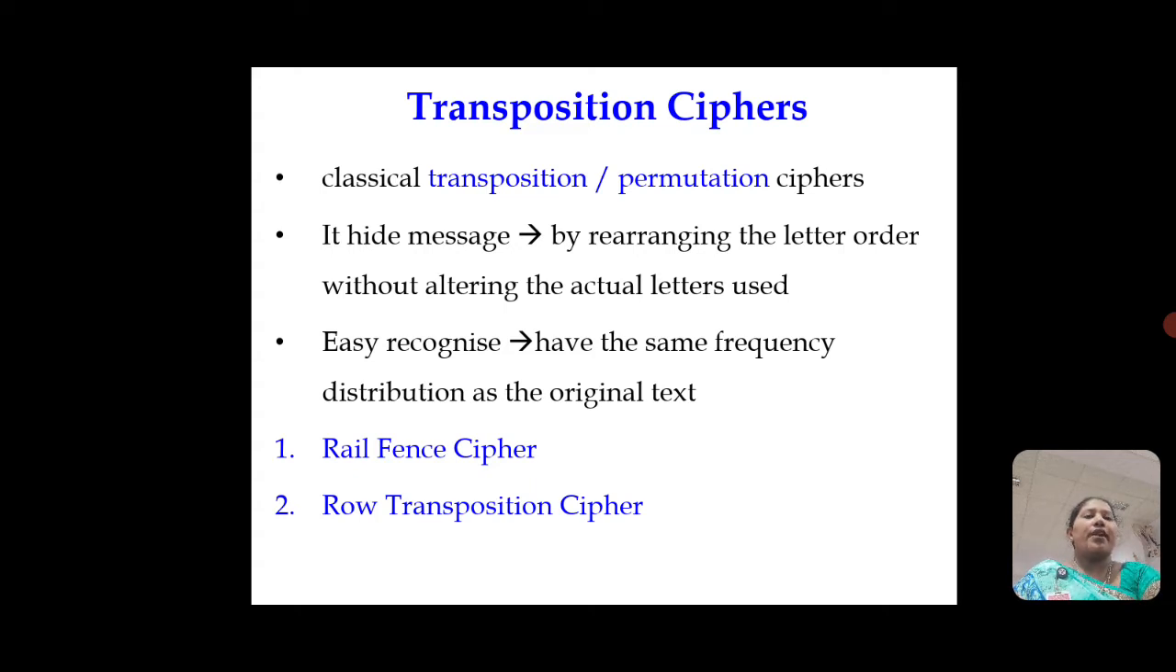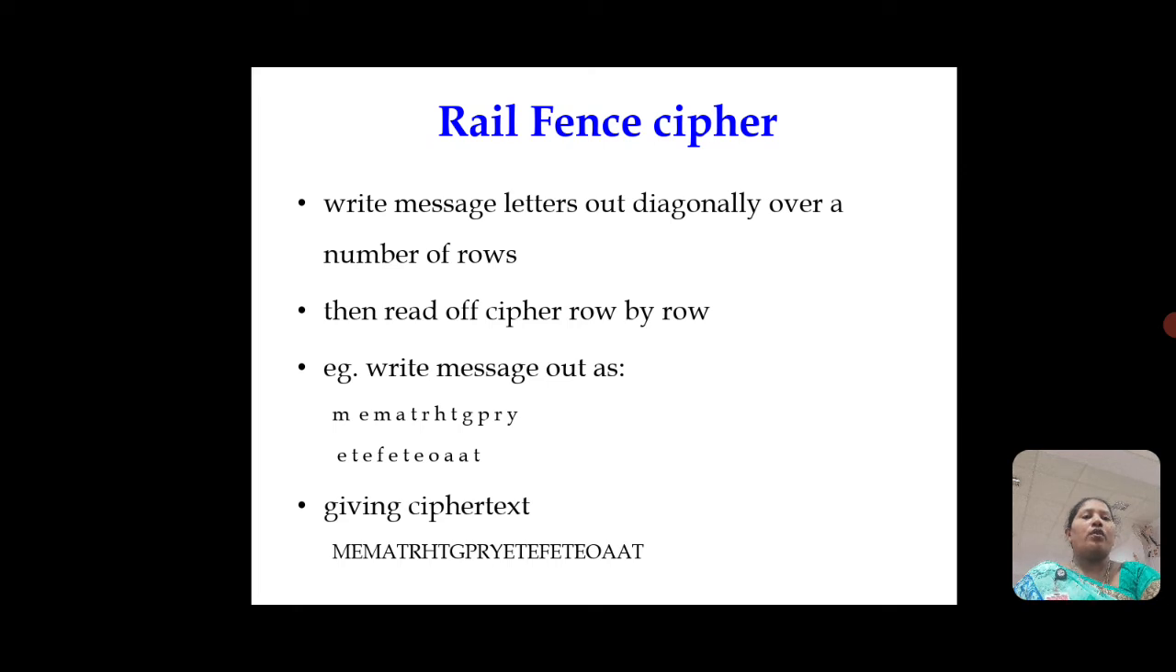As I told you, transposition is nothing but rearranging the letter order. You will not be substituting some letters for the original letters, you will just be rearranging the positions. So here you have two types of transposition ciphers. The first is the Rail Fence cipher and the next one is the row transposition cipher. We will see them one by one.